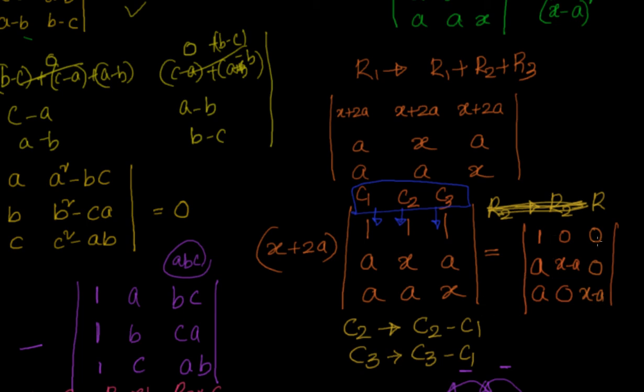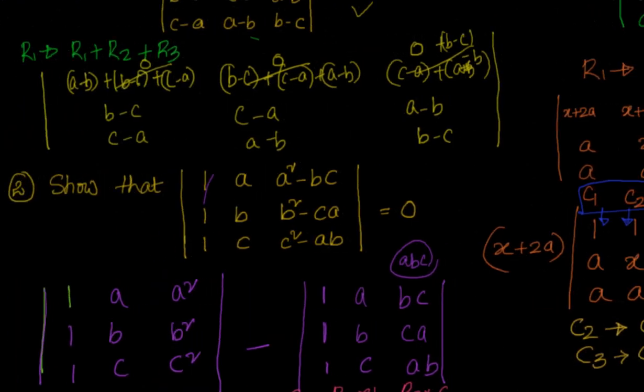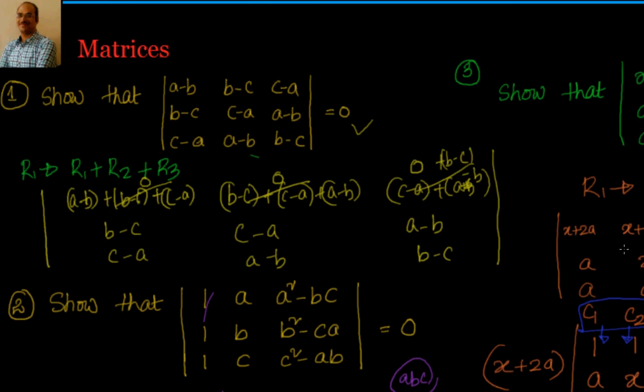Now you can easily find out the determinant because there are two zeros and only one nonzero element. So I expand by this, I will have nothing but x plus 2a into x minus a whole square. So you can see, by applying transformations using the properties of determinants, we can solve the determinant problems very easily.